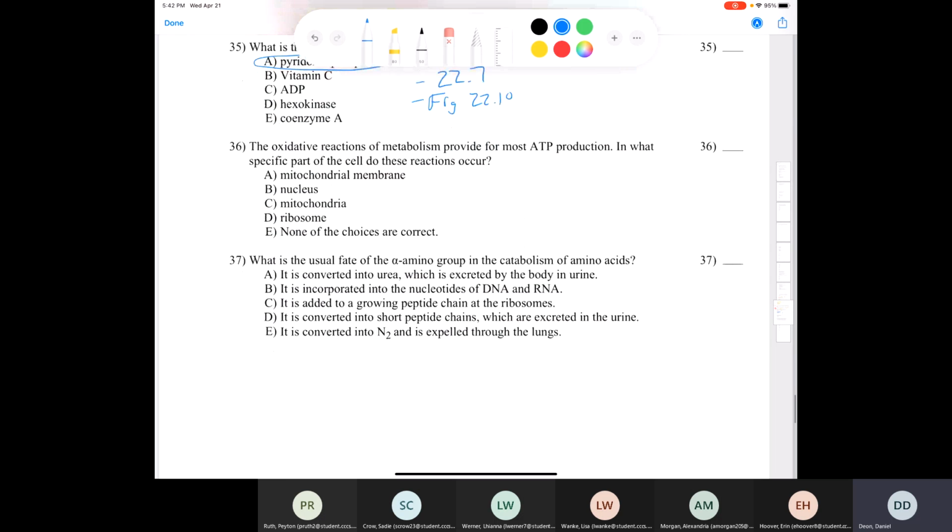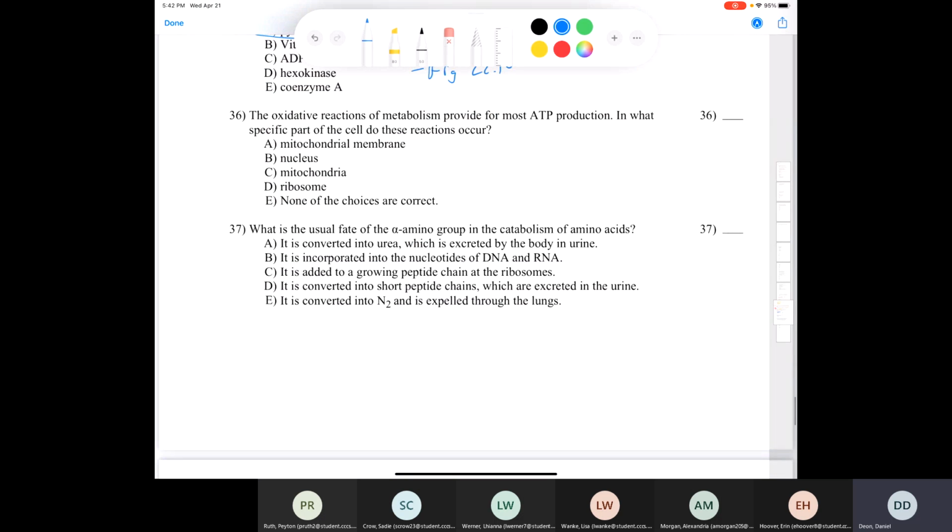Question number 36 says the oxidative reactions of metabolism provide for most ATP production. In what specific part of the cell do these reactions occur? I'm going to throw this out there to my students and see if they can answer this question. Where does most ATP production occur?